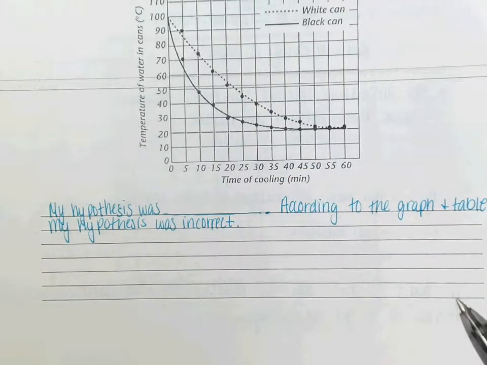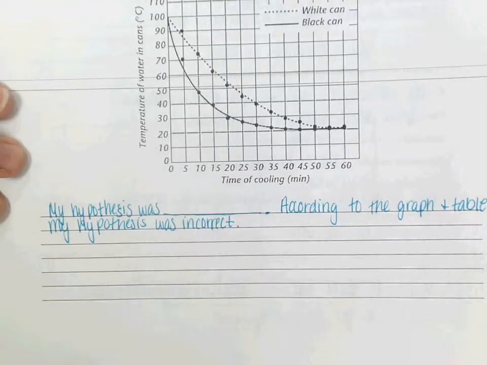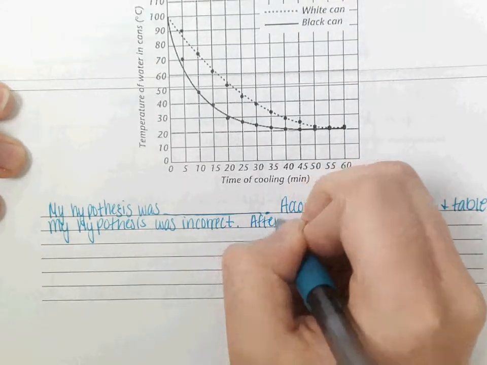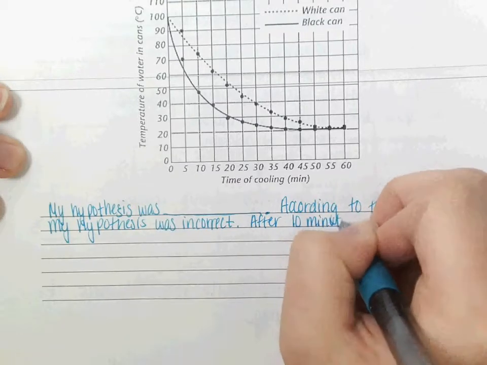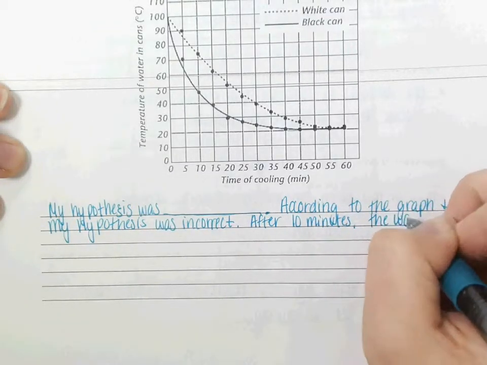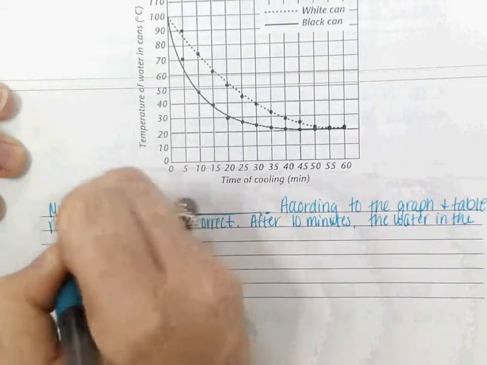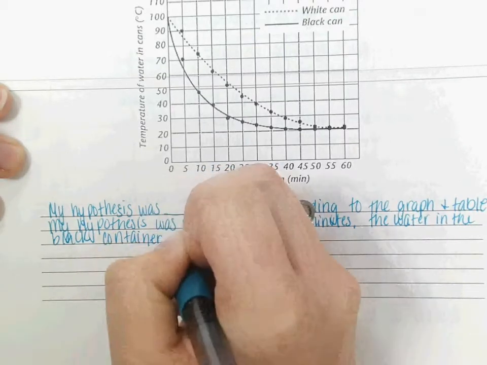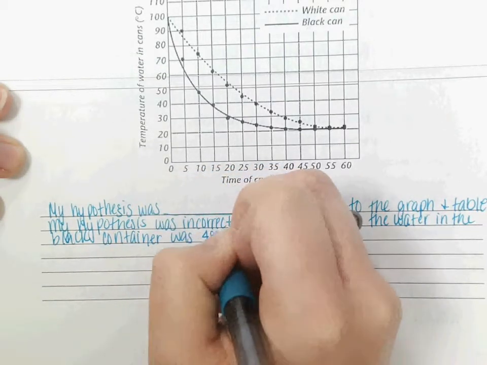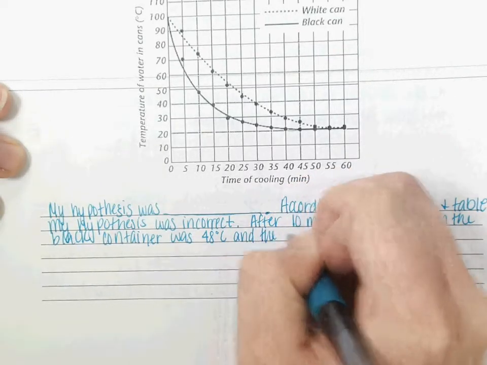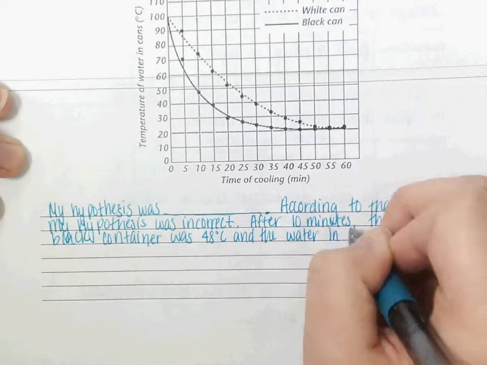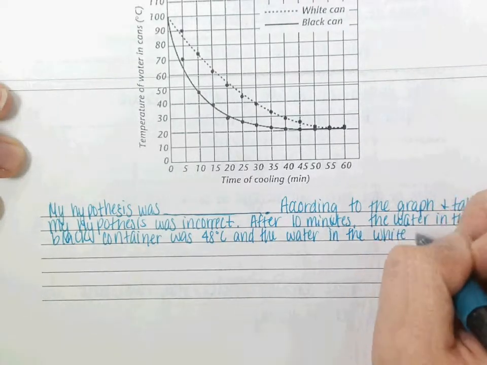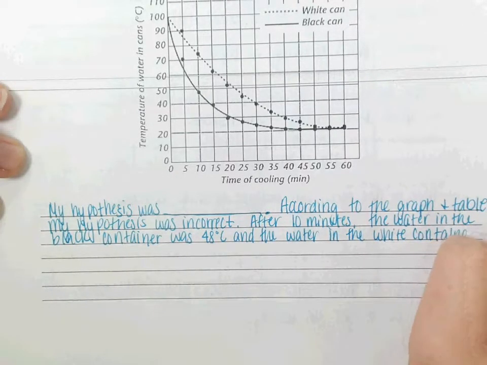So the third part is our third sentence, and it says we need to give an example from the data that supports our conclusion. So this is just one example. So we can say after 10 minutes, the water in the black container was 48 degrees Celsius, and the water in the white container was 74 degrees Celsius.